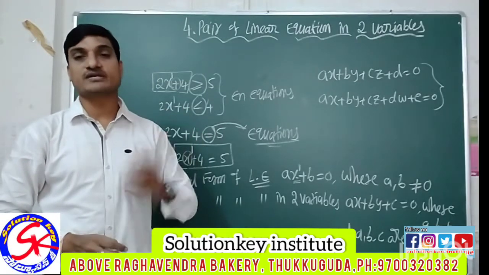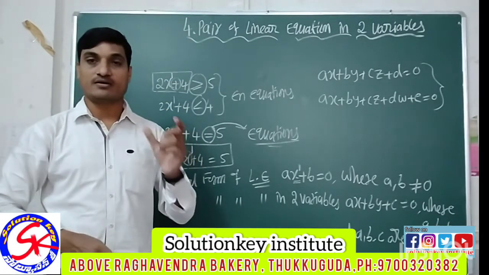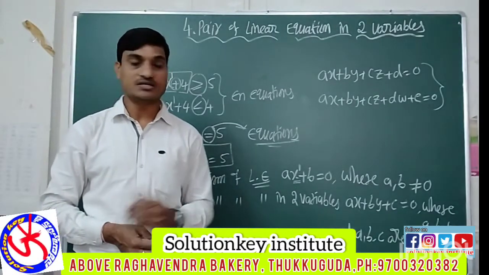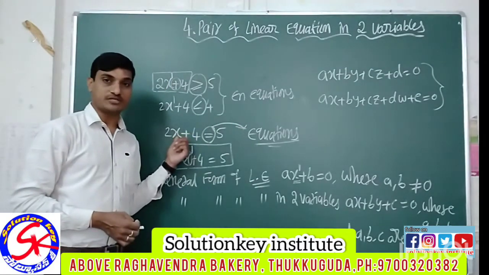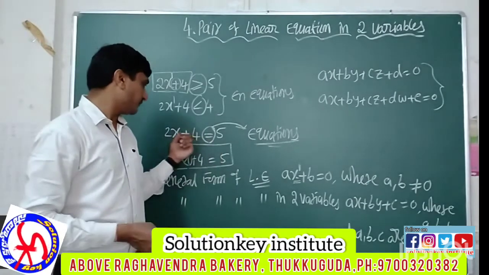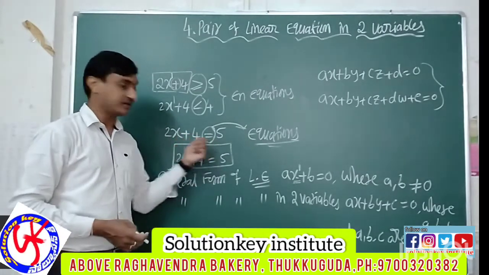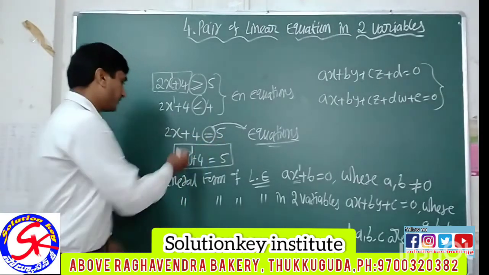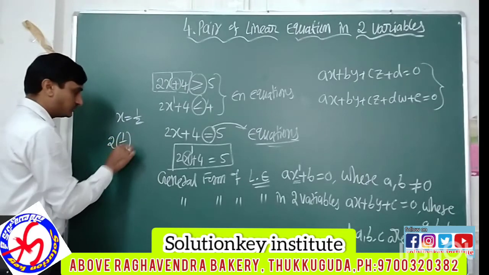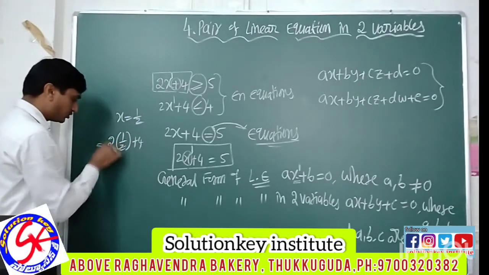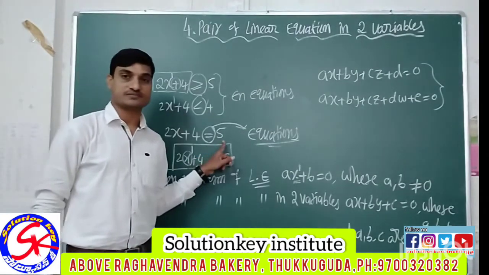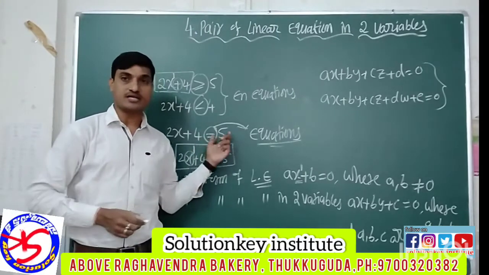If these are equations, they must satisfy the condition. How do they satisfy the condition? When you take a value of x, you get the result equal to 5. If I take x equal to 1 by 2 and substitute it, 2 into 1 by 2 plus 4, the 2 cancels, 1 plus 4 is equal to 5. See this? It satisfies the condition, so it is an equation.